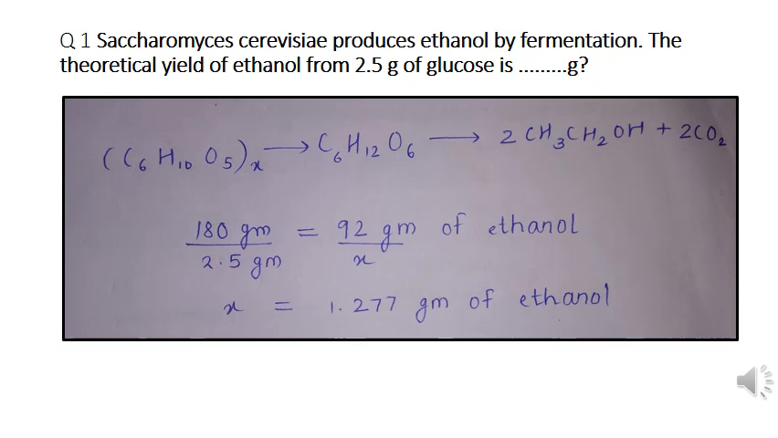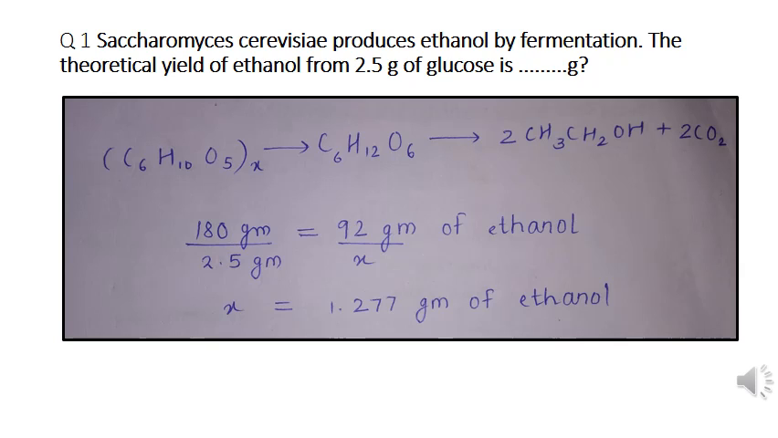The 180 grams value comes from the molecular weights of carbon, hydrogen and oxygen. So 6 into 12 plus 12 into 1 plus 6 into 16 will give you 180 grams. Similarly, you can calculate the value for ethanol, which is 12 plus 3 plus 12 plus 2 plus 12 plus 16 plus 1, and the whole value into 2, because 2 moles of ethanol are being produced.